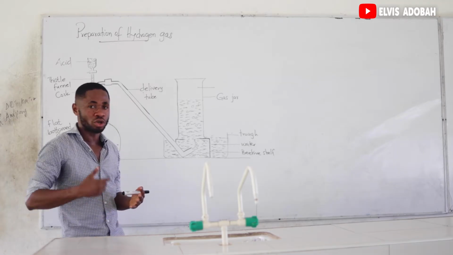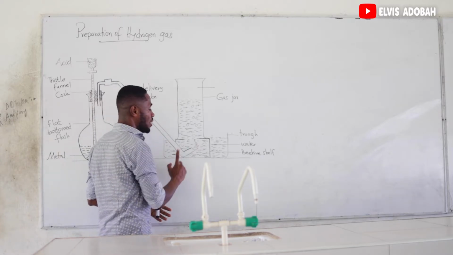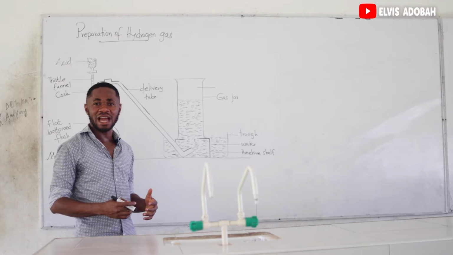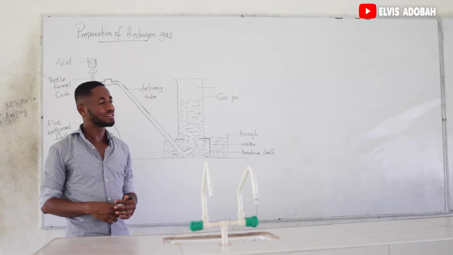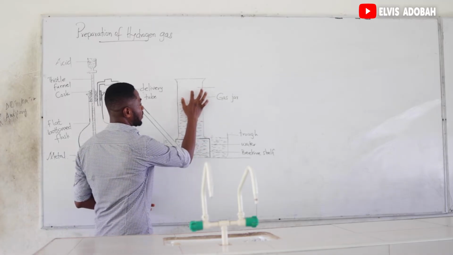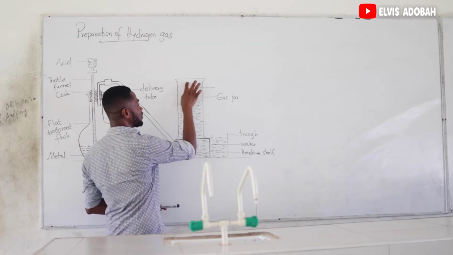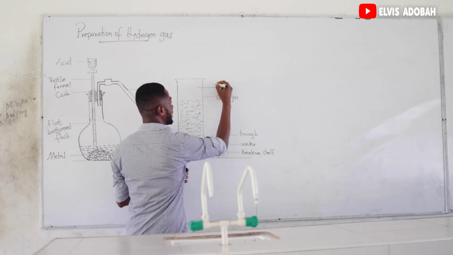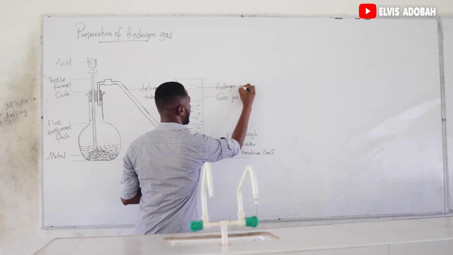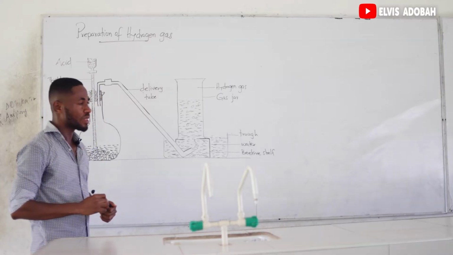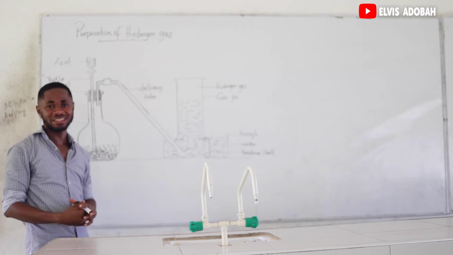Hydrogen gas does not dissolve in water. Therefore, the gas can be collected over water. But since the gas is very light in density, it will be collected up inside the jar. So whatever fills this empty space found at the top of the jar is our hydrogen gas. This is how hydrogen gas is prepared in the lab.